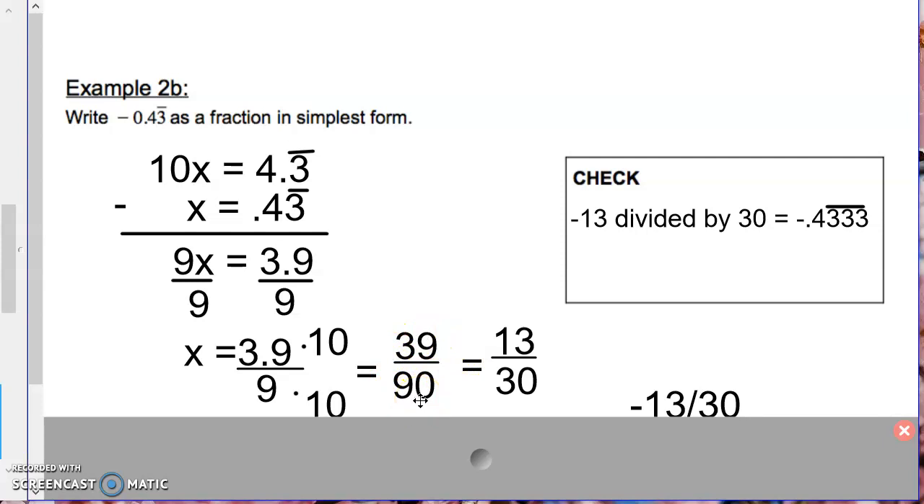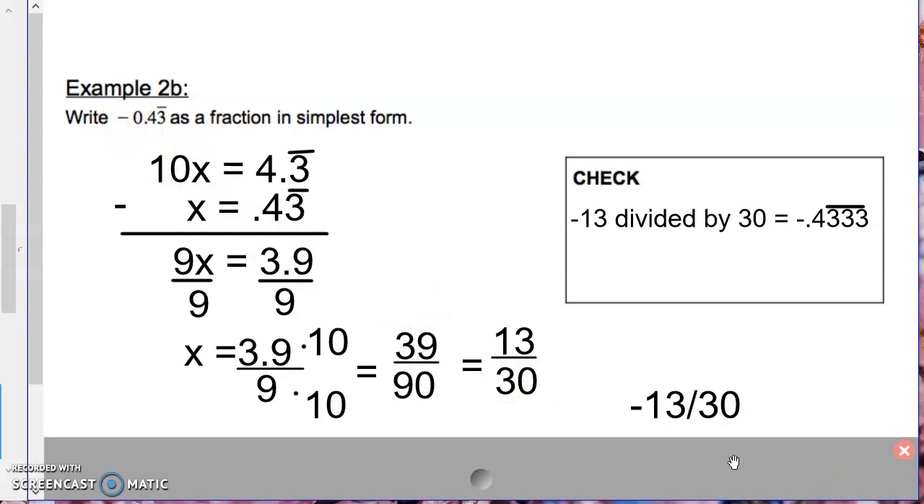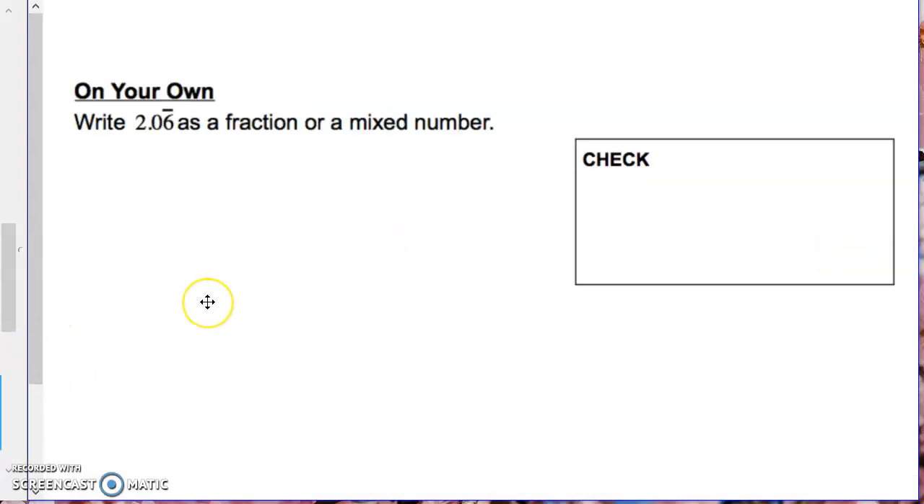Now, this one is actually one that can be reduced. I can divide by 3 on top and bottom, so that gives me the reduced fraction of 13/30ths. Don't forget about the negative, so my answer would be negative 13/30ths. And I can check it by taking negative 13 divided by 30, and that gives me negative 0.4333 repeating. So you can try this one on your own.